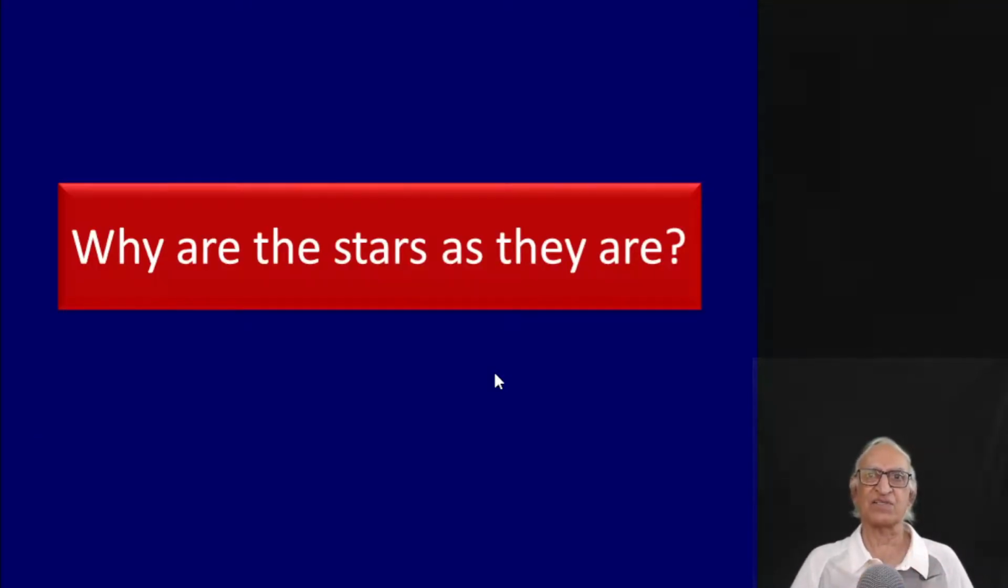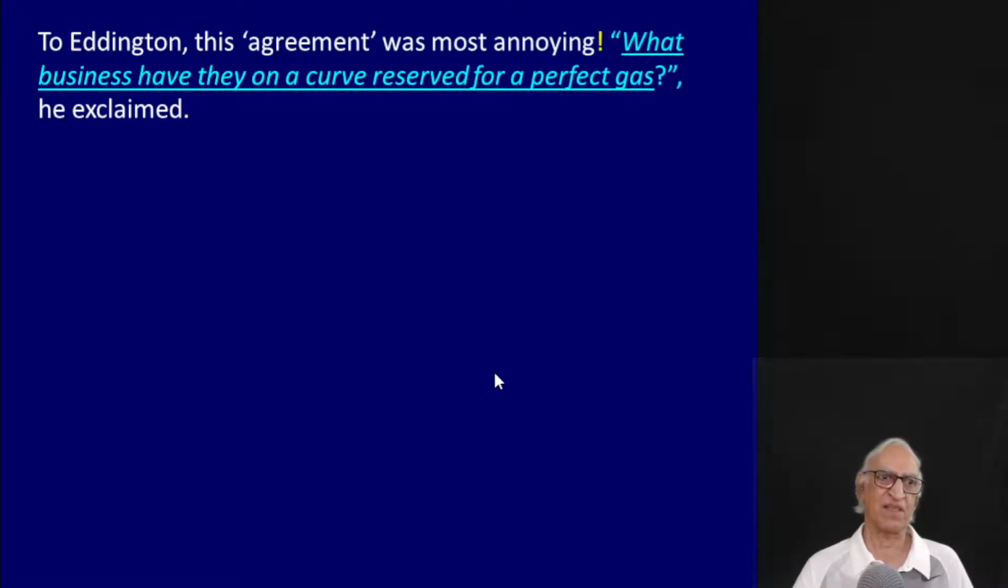Now, let us ask the question, why are the stars as they are? What do we mean by that question? Now, to Eddington, this agreement between the mass-luminosity relation he had derived and the experimental points was most annoying. Eddington said in his book, "What business have they on a curve reserved for a perfect gas?" What did he mean by that? The stars he had calculated were stars in which the gas pressure is calculated from the perfect gas law, namely Boyle's law. But the data pertains to real stars.